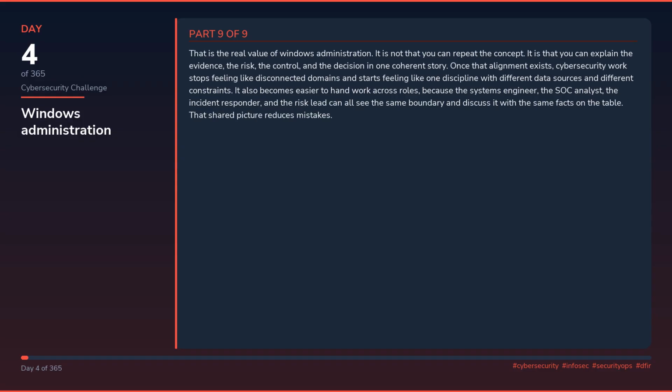That is the real value of Windows administration. It is not that you can repeat the concept. It is that you can explain the evidence, the risk, the control, and the decision in one coherent story. Once that alignment exists, cybersecurity work stops feeling like disconnected domains and starts feeling like one discipline with different data sources and different constraints. It also becomes easier to hand work across roles, because the systems engineer, the SOC analyst, the incident responder, and the risk lead can all see the same boundary and discuss it with the same facts on the table. That shared picture reduces mistakes.